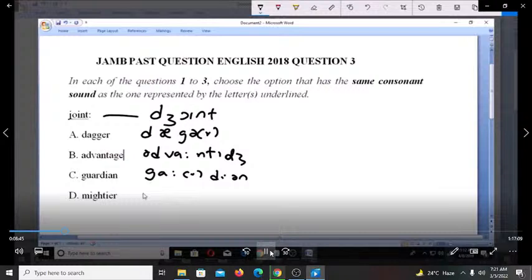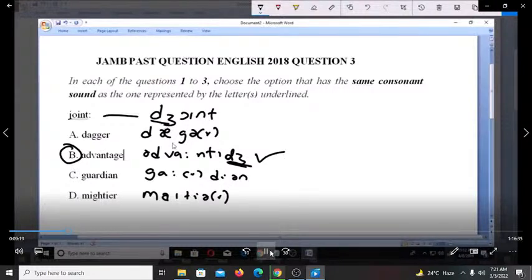Then mightier we have mightier. So looking through this, you're going to find out that this G in joint is the same as the G in advantage. So you see there is similarity in these two consonants, and that makes option B the right answer to this because of the similarity in this G.